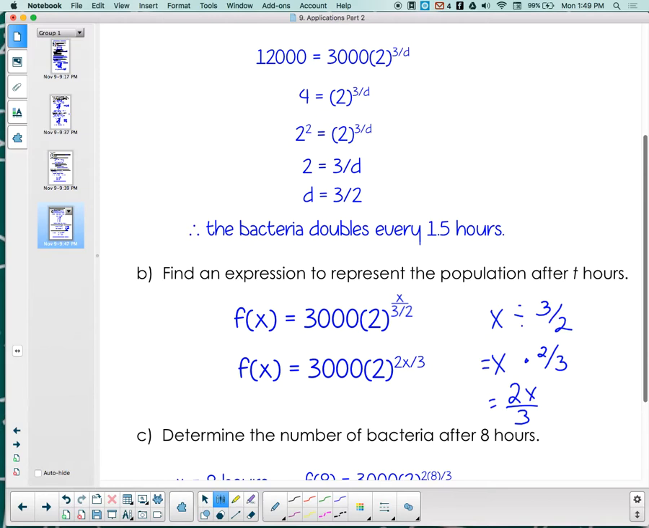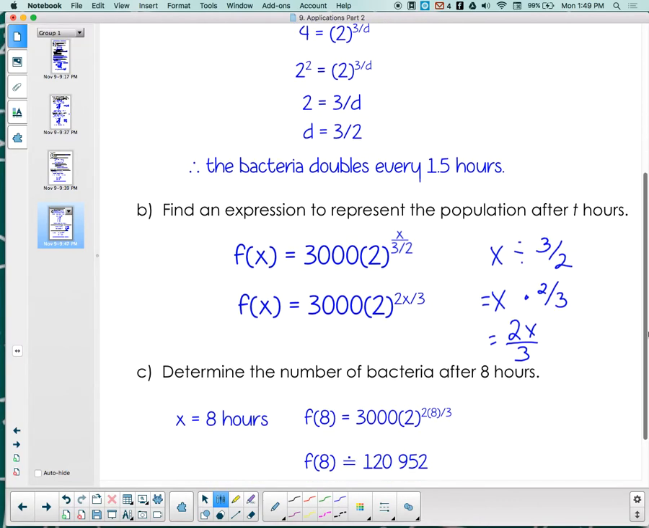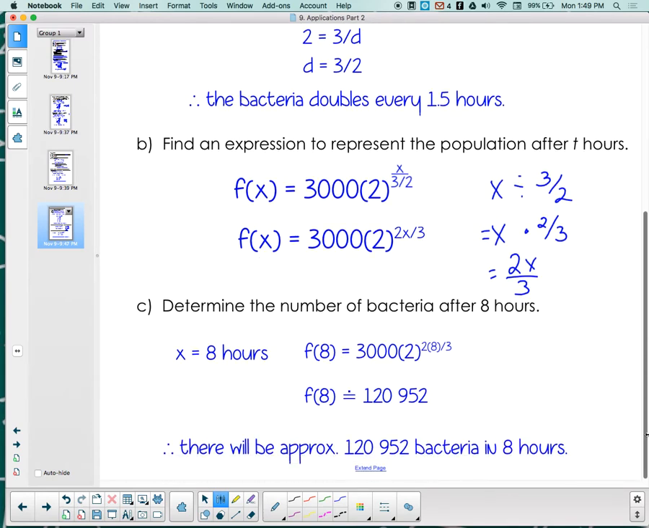So far so good? So last question. Determine the number of bacteria present after 8 hours. How do we do that? We just sub in 8 for x and calculate. So you get approximately, or more like on the nose, 120,952.